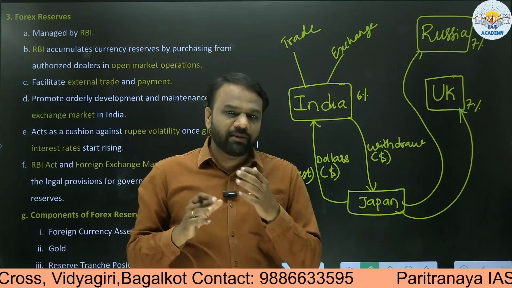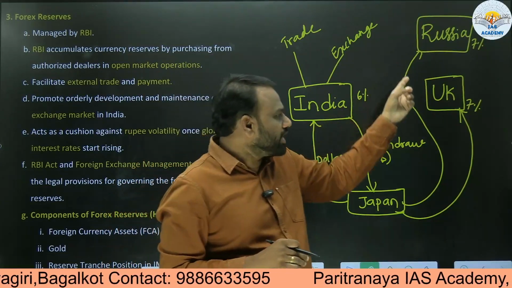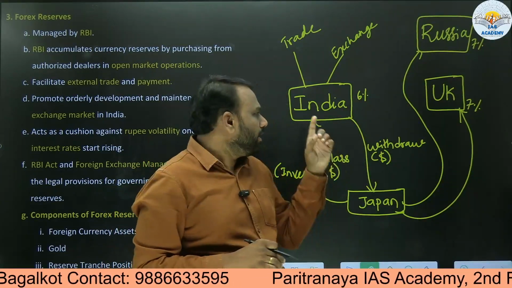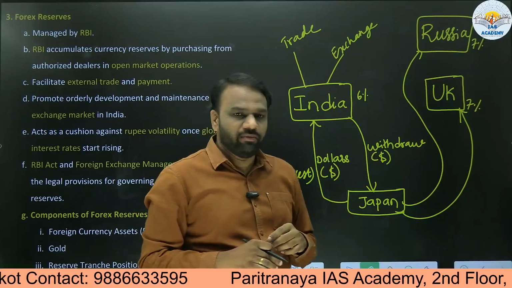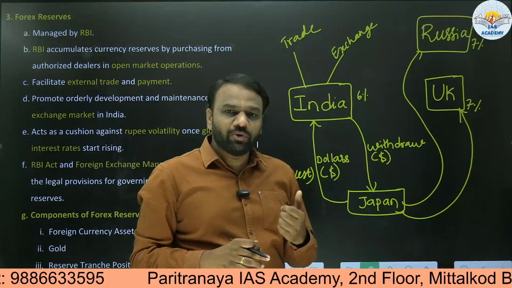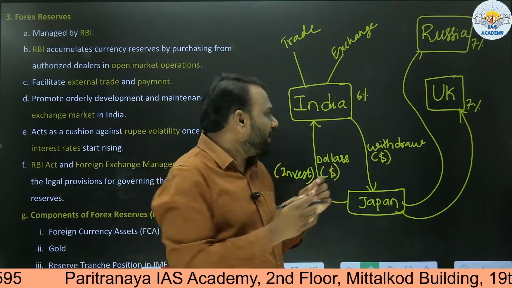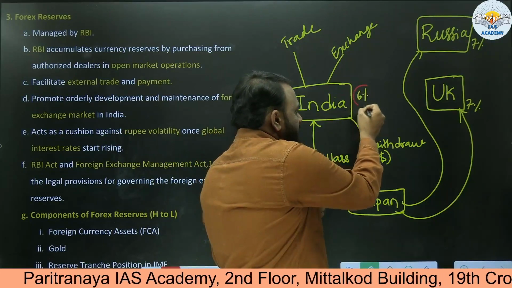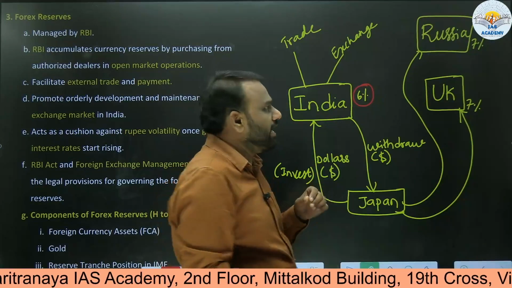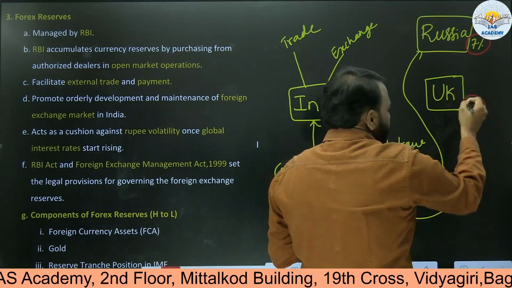So let us consider the banking domain as an example. I have taken 3 countries: India, Russia, and UK. Let us assume there are banks in India, Russia, as well as UK. Now if the rate of interest is more in India, then the person who invests in India will get more profit. But here I have indicated as an example: 6% is the rate of interest in India, 7% in Russia, and 7% in UK.